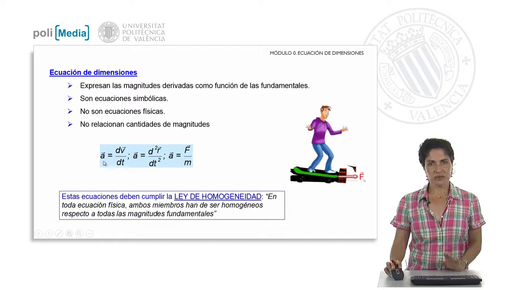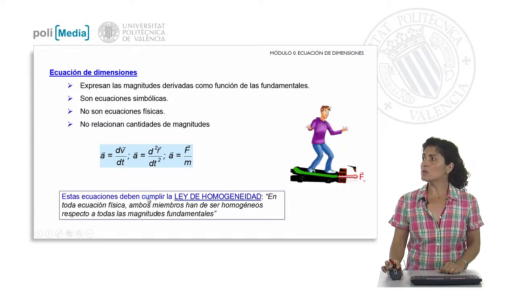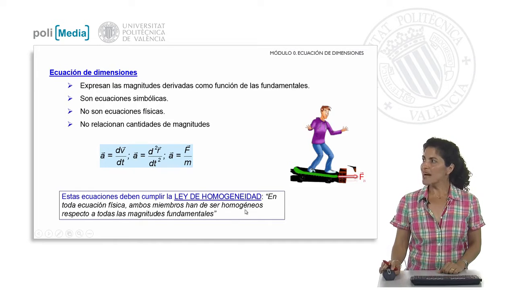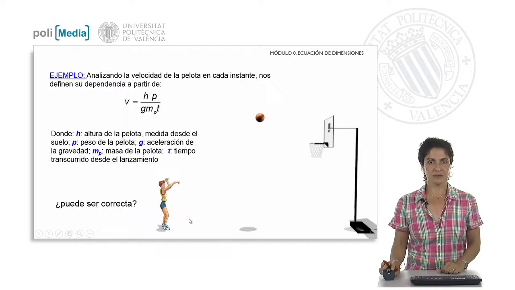All these equations, if we want to check if they correspond to physical laws, we are going to have to demand that they necessarily comply with what we know as the law of homogeneity. This law tells me that in every physical equation, both members must be homogeneous with respect to all the fundamental magnitudes. We have to have the same dimensions, therefore.